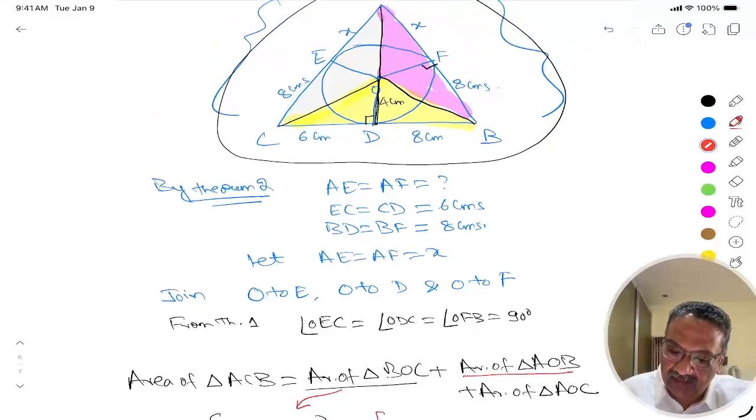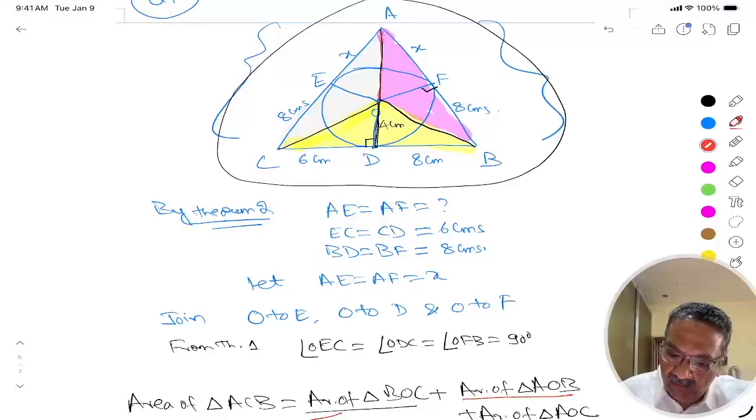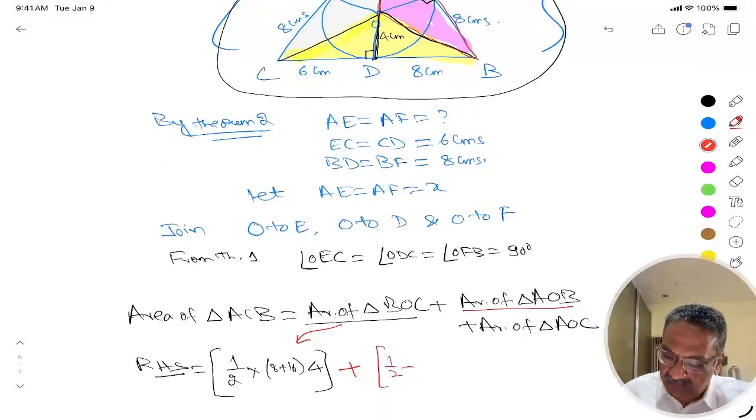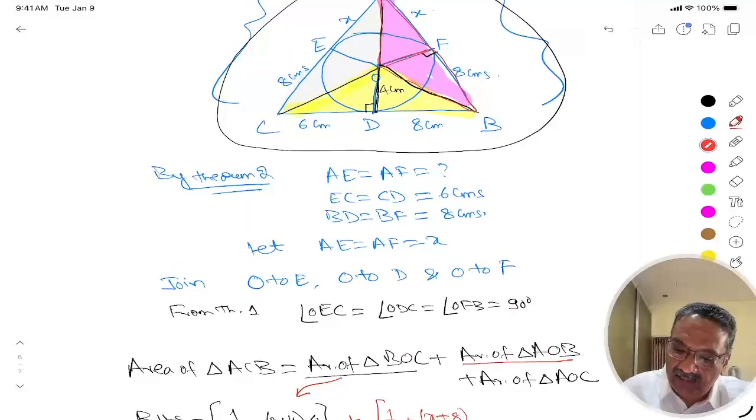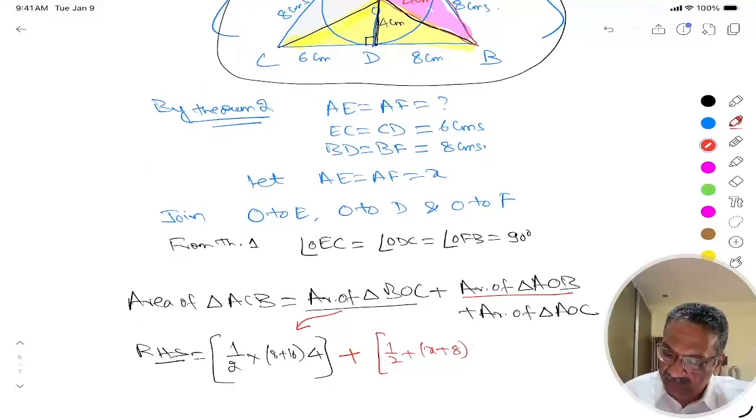Now I will take area of triangle AOB. Now you take this AOB. This will be base is x plus 8. Correct? So half into base x plus 8 into this is again radius 4 centimeter. This is also 4 centimeter. This is into 4. Okay.